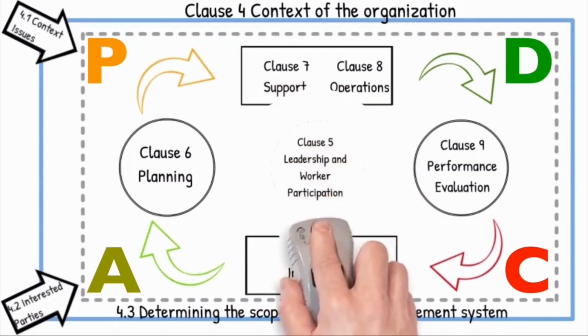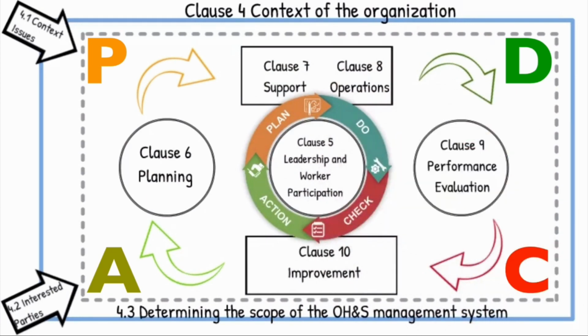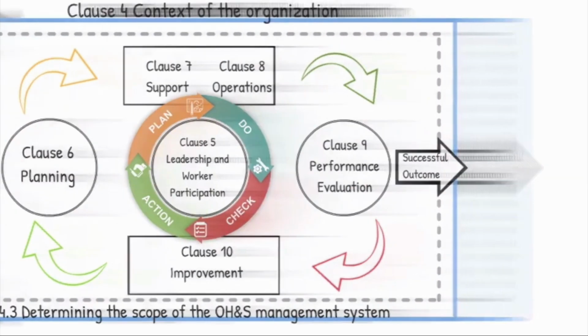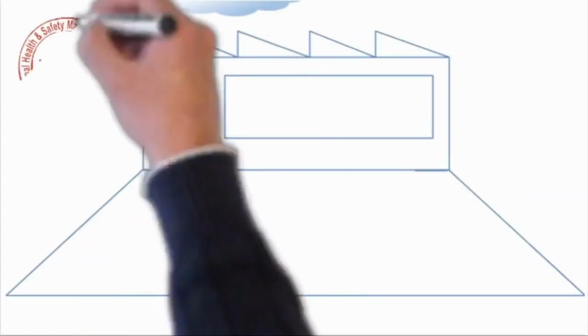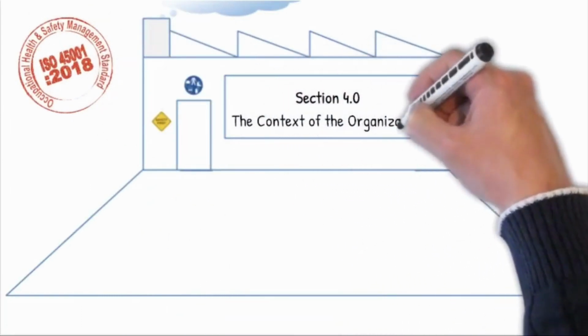The PDCA model demonstrates the interactive process used by organizations to achieve continual improvement and to achieve the intended outcome of the occupational health and safety system. The first step to successful implementation of ISO 45001 is to determine the context of the organization.